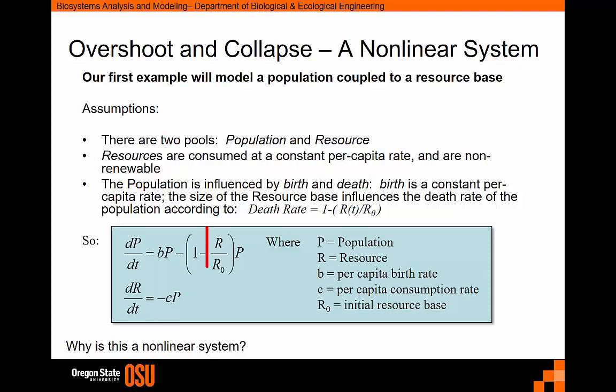This is one point at which this system is coupled. The dynamics of P depend on R. Further, the dynamics of R depend on P via the coupling term c times P. But what makes this system nonlinear is the presence of the R times P term describing the mortality of P.